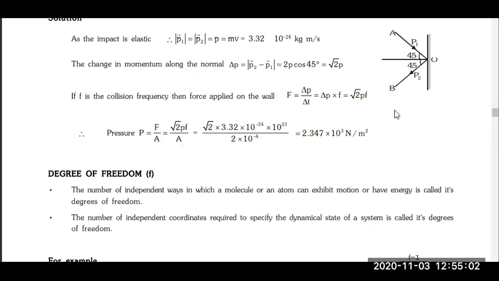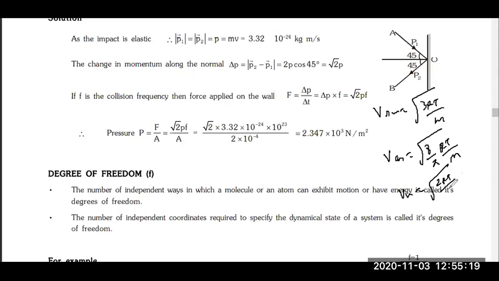Okay, so I hope all of you remember this. I'll just write it down. V_RMS is equal to root 3RT by M. V average is equal to root 8RT by pi M. And V most probable is equal to root 2RT by M. Got it? Right?